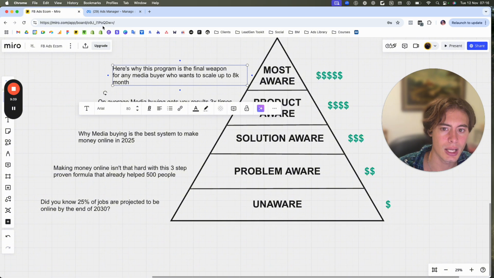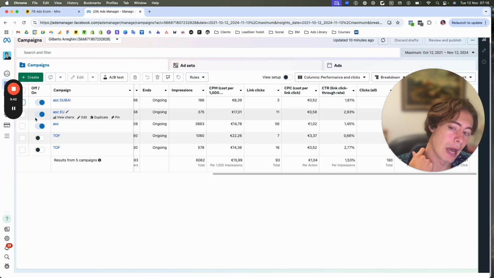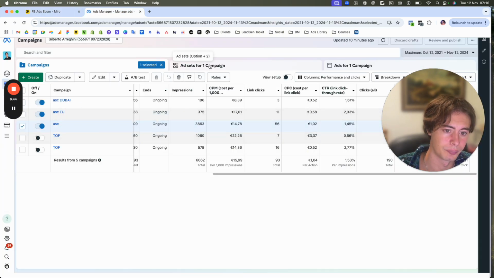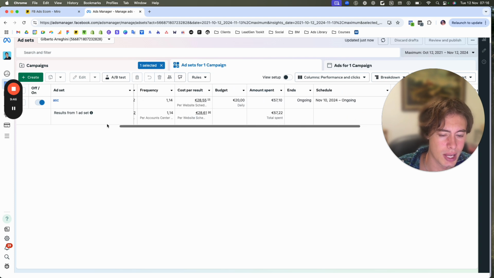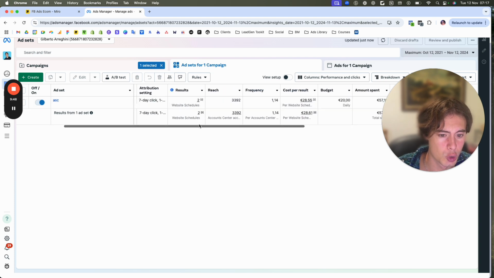Okay. And if you also look at my ads right here, I have no problem showing my ads. For example, I launched these ads yesterday. Really, I already got 2 book calls, cost per book call 28 euros, which is great.